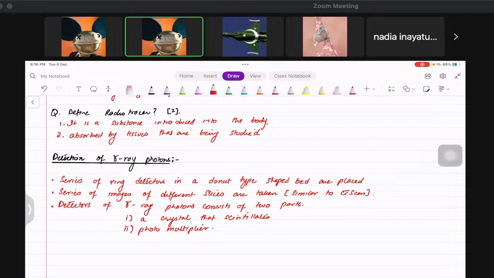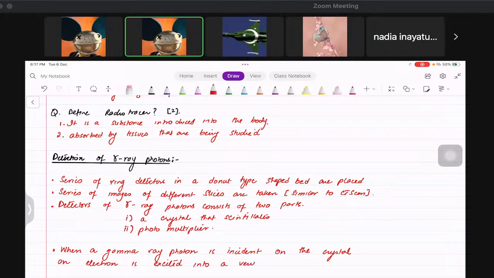Now, when a gamma ray photon is incident on the crystal, an electron is excited into a very high energy state that we have learned in quantum physics, basically. Okay.